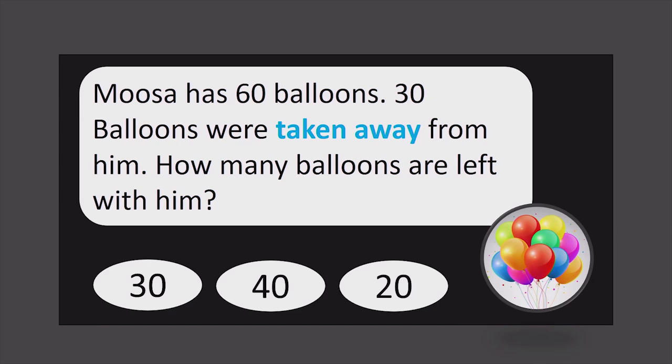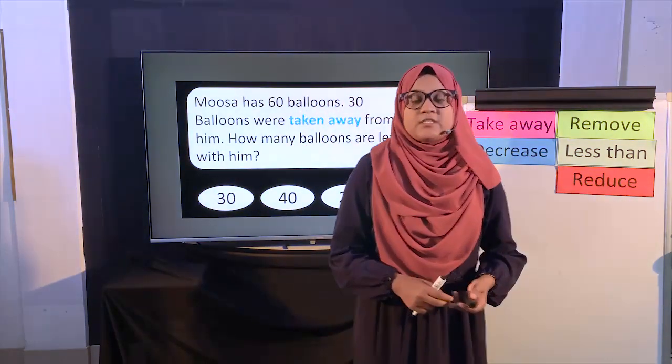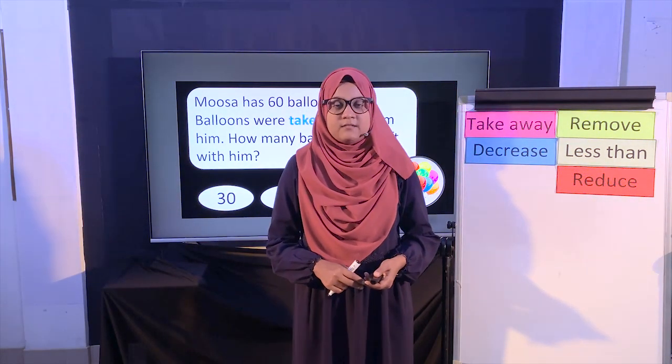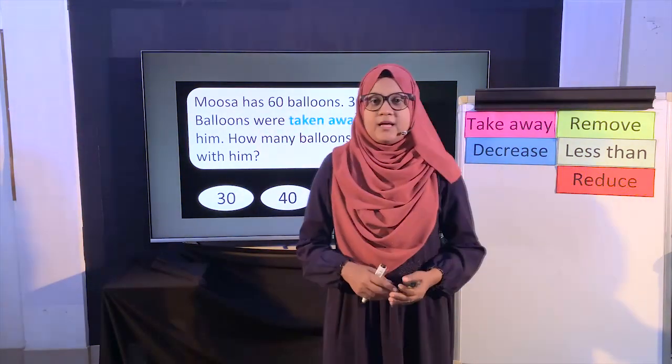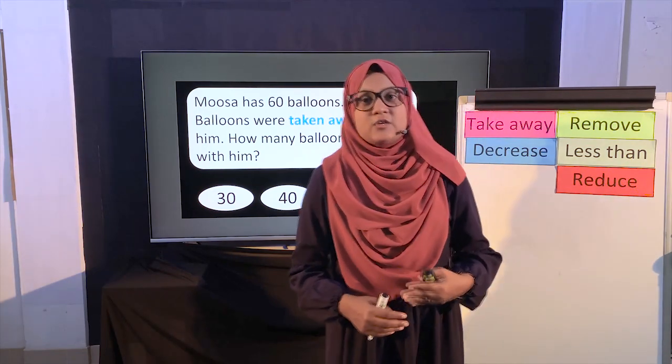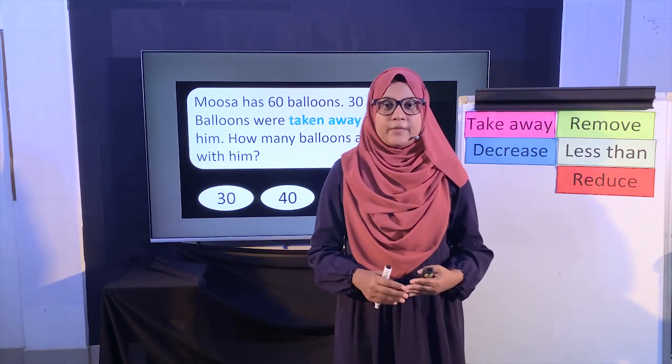Musa has 60 balloons. 30 balloons were taken away from him. How many balloons are left with him? So, first of all, we found the vocabulary which is related to subtraction, which is taking away, take away, right? Second step is you have to subtract the smaller number from the bigger number.